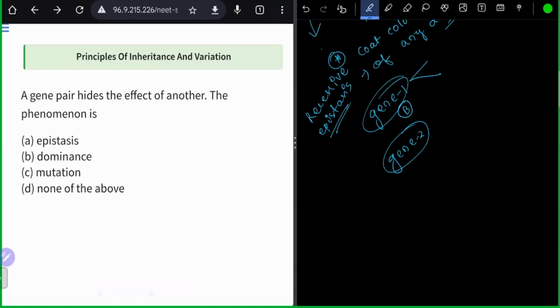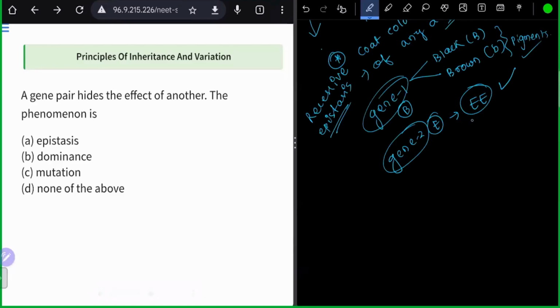Okay, two alleles means the coat color can be black or the coat color can be brown. These are the pigments. Then gene 2, which determines if the pigment is there or not, denoted as E, suppose. If E is there, then pigment is there. If small e is there, then there is no pigmentation.